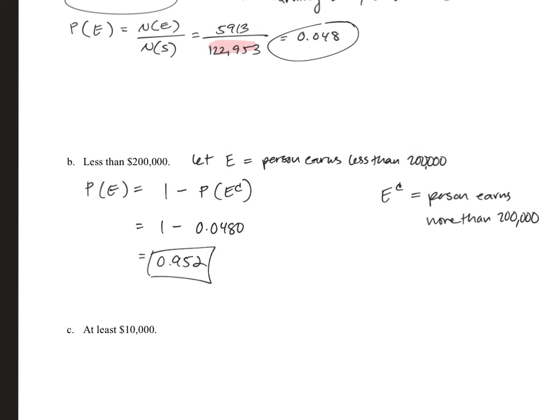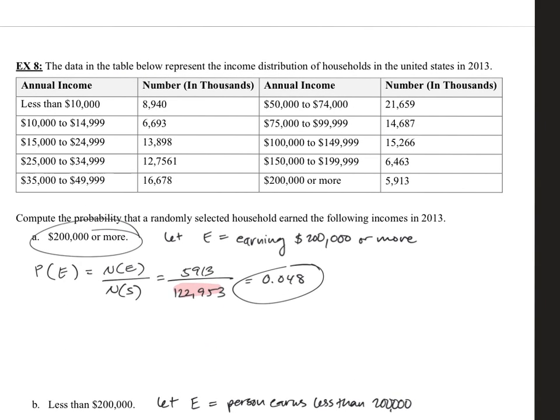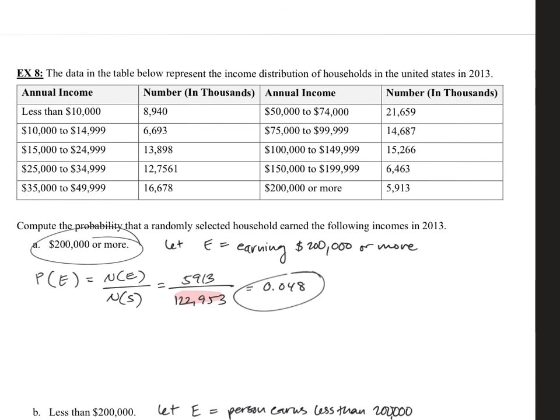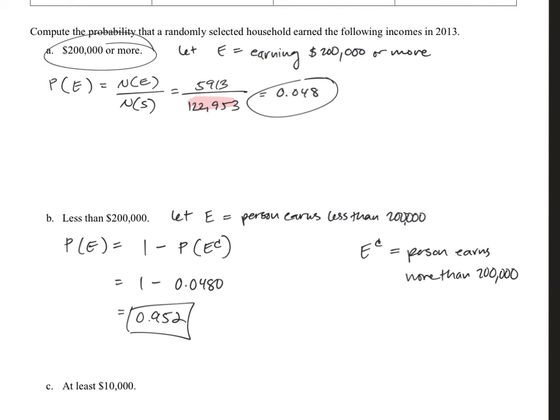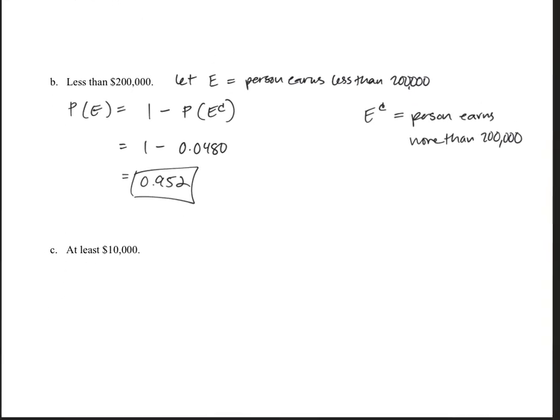Okay, so why did I decide to use the complement rule instead of going through and adding up all of the probabilities? It would have just taken a lot more work. I would have to have taken this number, divide it by the total, which is the 122,953. Then I would add that probability to that number, divided by this. Add it to that number, divided by this, and so on. That would take a lot of time. So if you can use the complement, a lot of times it will cut down on your work.